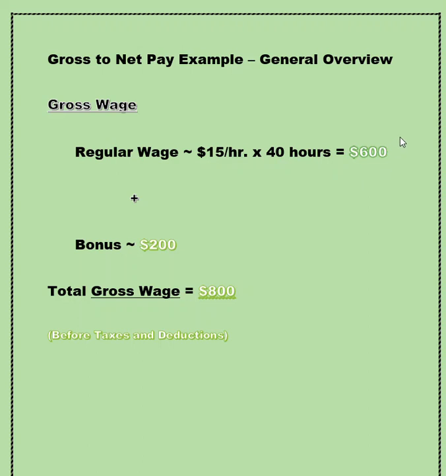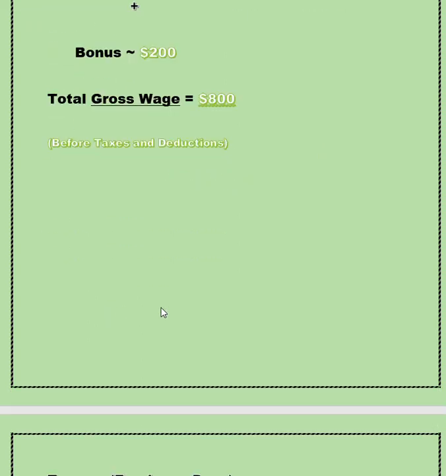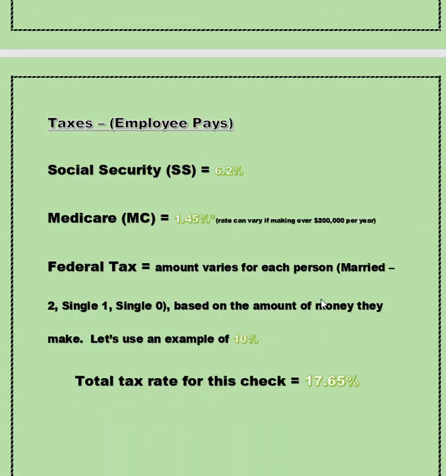So the amount of their regular wage is going to be $600. Say they also got a bonus of $200 that same week. So in this example, the total gross wage is going to be $800. So again, your total gross wage is going to be $800. Let's go on to taxes.